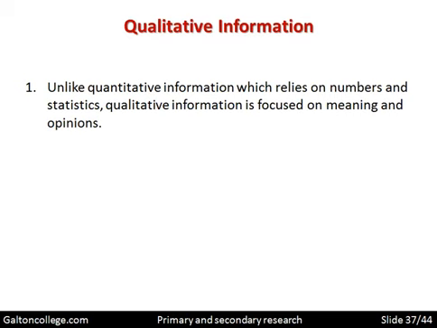Now, qualitative information. Unlike quantitative information, which relies on numbers and statistics, qualitative information is focused on meaning and opinions. This means it's a lot more vague. It's looking at the meanings of certain issues and the opinions of the people about certain issues. So it can't be measured. It's the strength of feelings.